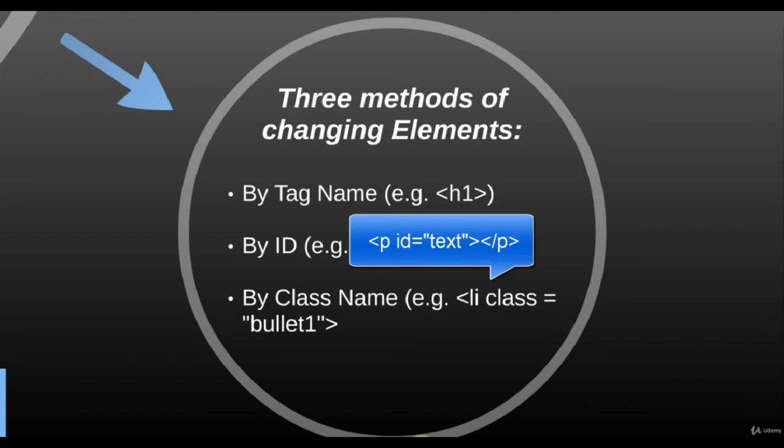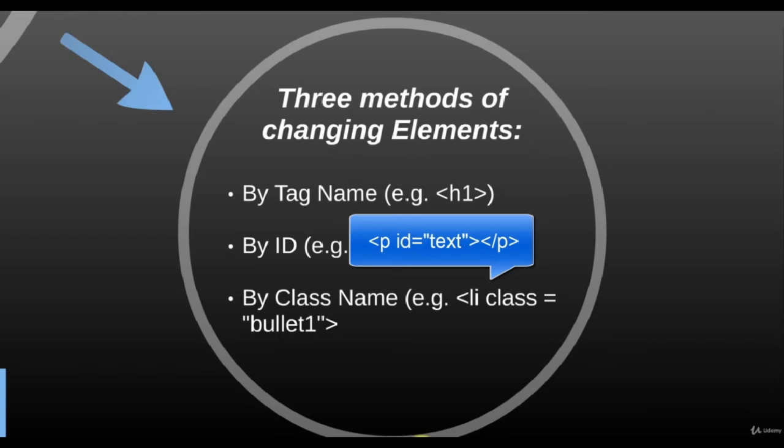If we wanted to change a specific element, we can refer to it using an ID. For example, we can assign the ID equals text to a paragraph element, so p id equals text. We can then modify the element or any of its attributes using JavaScript.